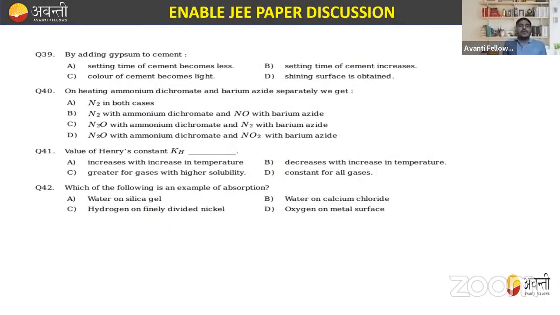Now, what question number 39 asks, beta, this is a very simple question, and I hope many of you solve these questions without any problem. So the first question, question number 39, is: by adding gypsum to the cement, what does the gypsum do? What is the role, what is the application of gypsum in cement? Setting time of cement becomes less, setting time of cement increases, color of the cement becomes light, or a shining surface is obtained. Which one is correct?